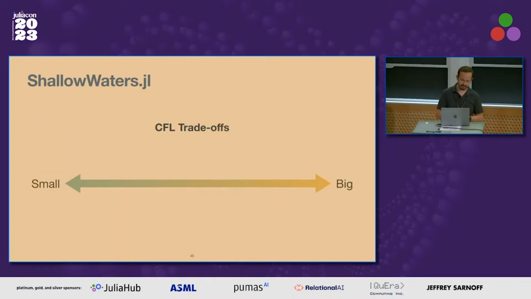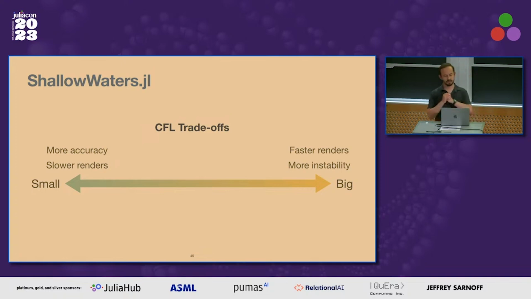And like many simulations, ShallowWaters operates by modeling one time frame after another. And there's a parameter called the CFL parameter that controls how fast information propagates through a time series simulation. Small CFL values give you accurate simulations, but slower renders. And big CFL values give you faster renders, but you run the risk of getting some instability into your simulation.